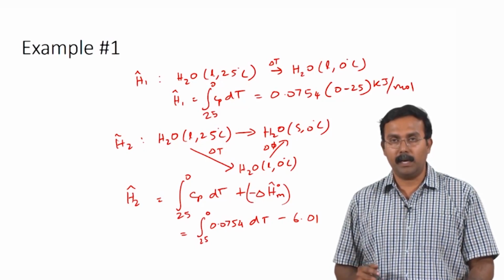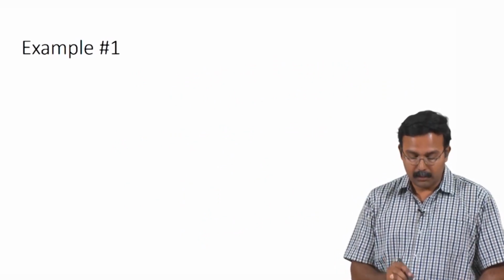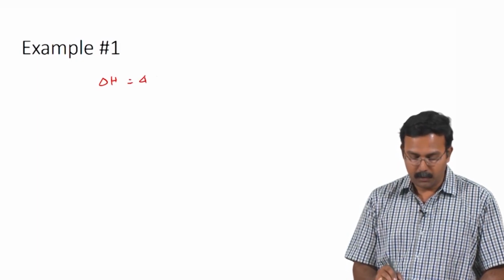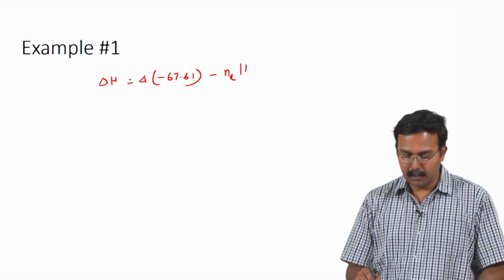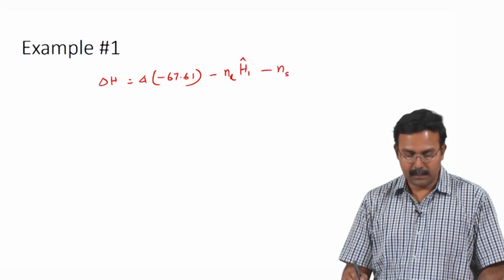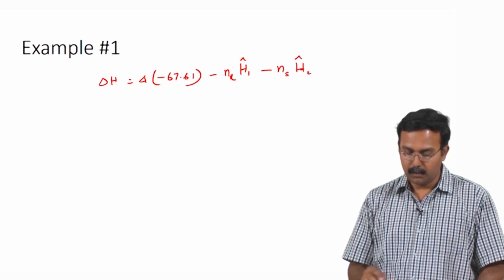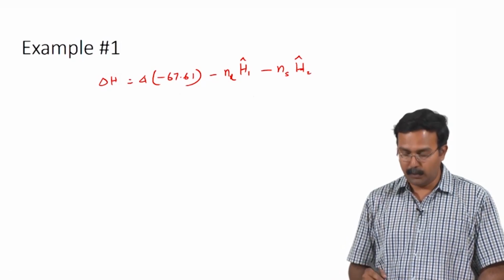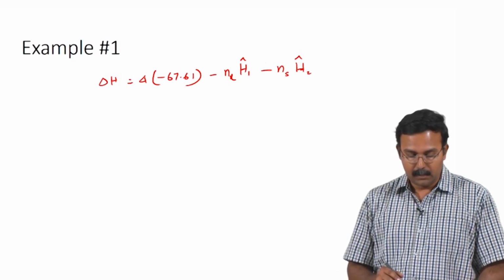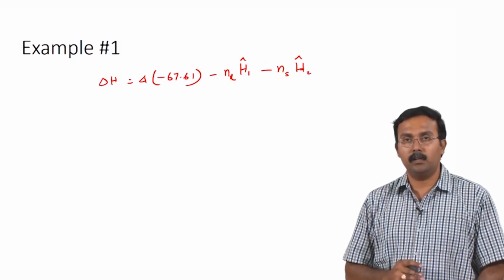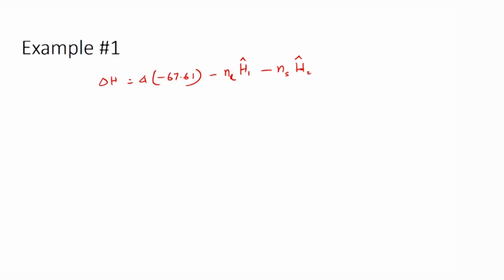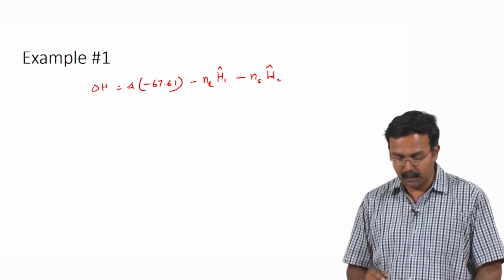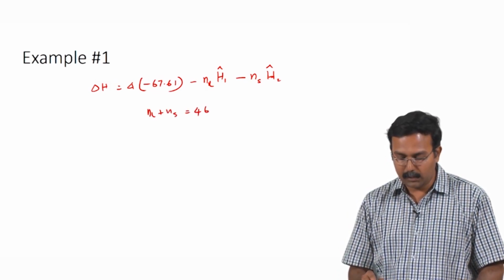Now that we have H2 cap and H1 cap, we can revisit the table. So, from the specific enthalpy table, delta H would be equal to 4 times minus 67.61 minus NL times H1 cap minus NS times H2 cap. So, this is what we have. Now, we have already calculated H1 cap and H2 cap, we need to calculate NL and NS. So, we already know the number of moles of water which needs to be fed. We know the mass is around 838.6 grams. So, this would mean that the number of moles would be 46.57, implying NL plus NS is equal to 46.57.